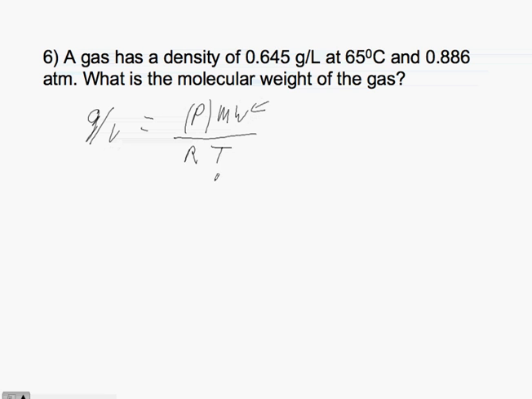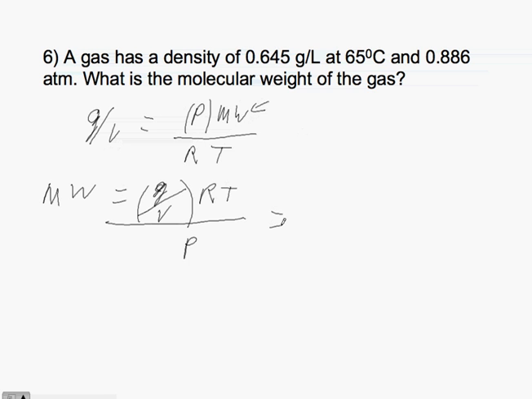In order to get the molecular weight, we rearrange this equation such that molecular weight is equal to grams over volume times RT divided by P. So we have grams over volume times RT divided by P.